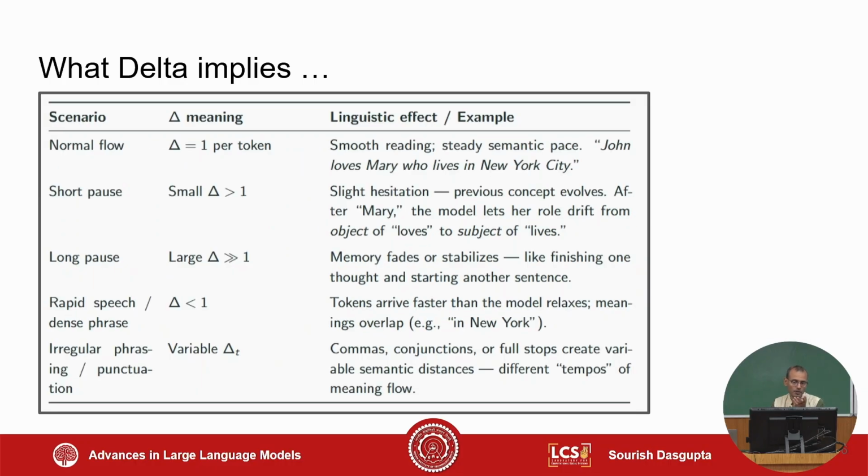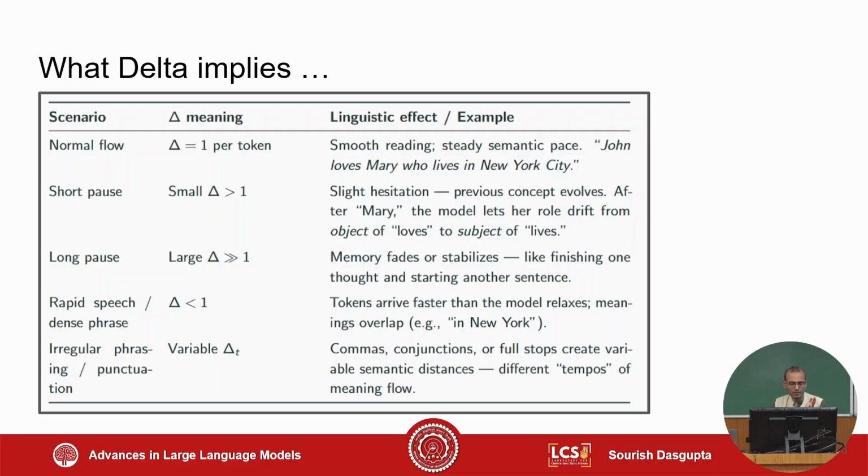So normal flow would be, if the semantic space is steady, which means just simple language, for all practical purposes you keep delta as 1 in language, right? Because there is usually a sense of slight hesitation in speech that doesn't really happen in textual language. In speech I might hesitate before telling you something that might mean something. That really doesn't happen in text. So if in text, John loves Mary who lives in New York City, it's a steady semantic pace, you can keep your delta as 1.